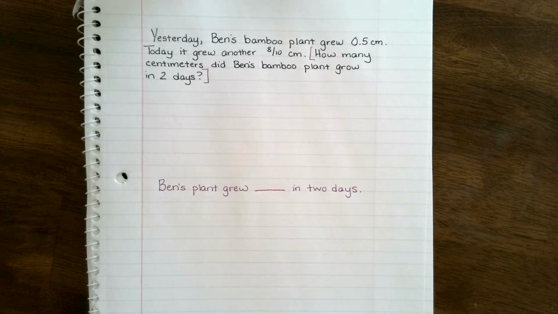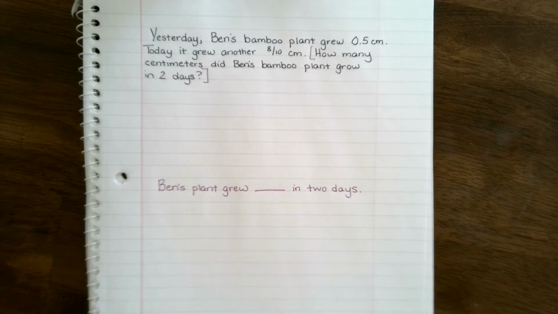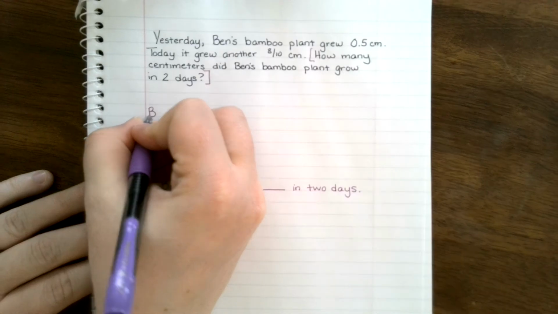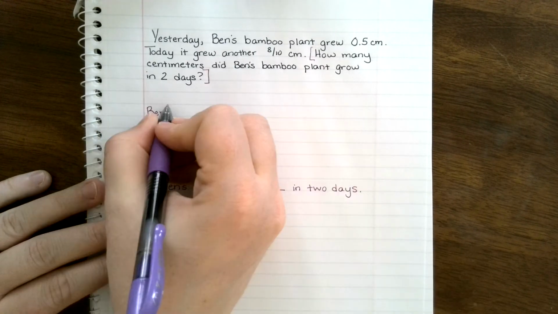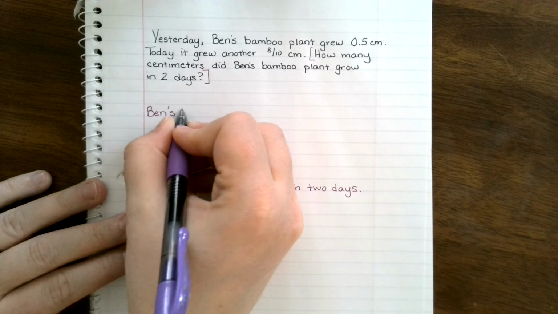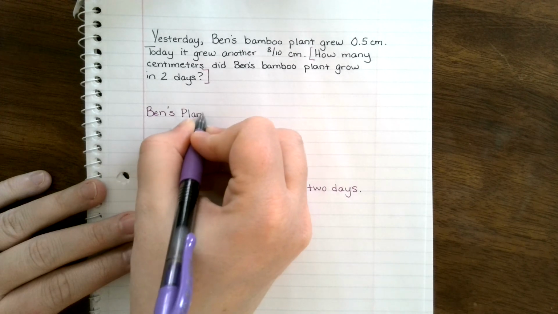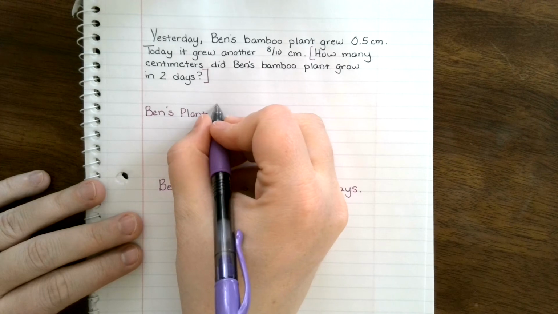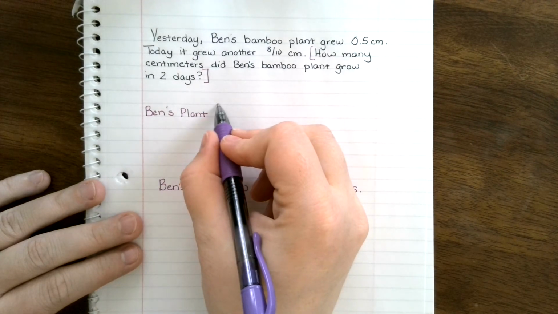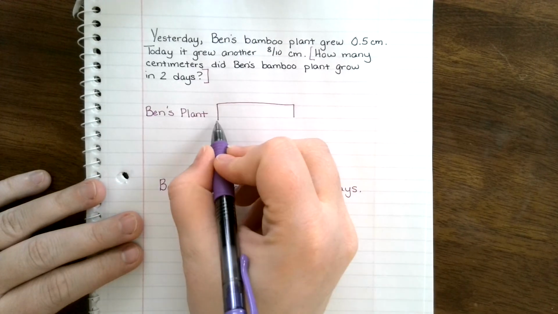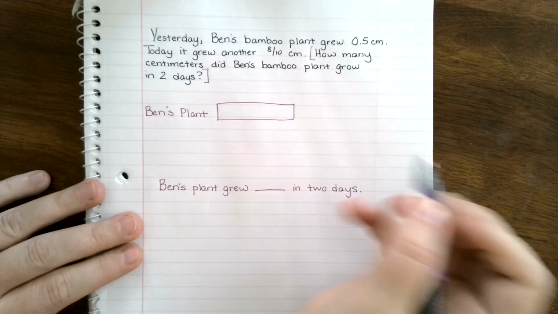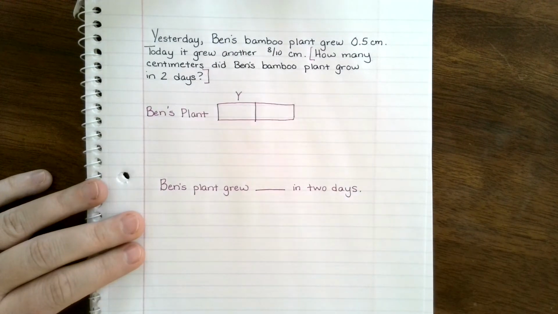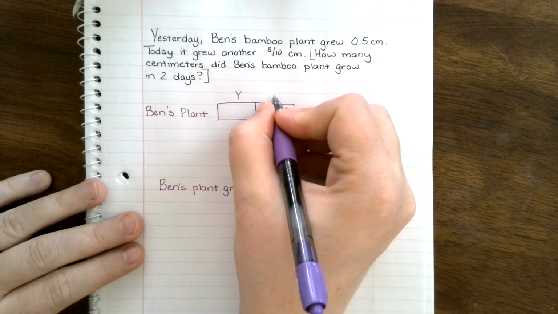So who and what are we talking about in the problem? We're talking about Ben, and specifically, we're talking about his plant, his bamboo plant. And Ben's plant has been growing, as far as we know, for a total of 2 days. So it grew some yesterday, and it grew some today.